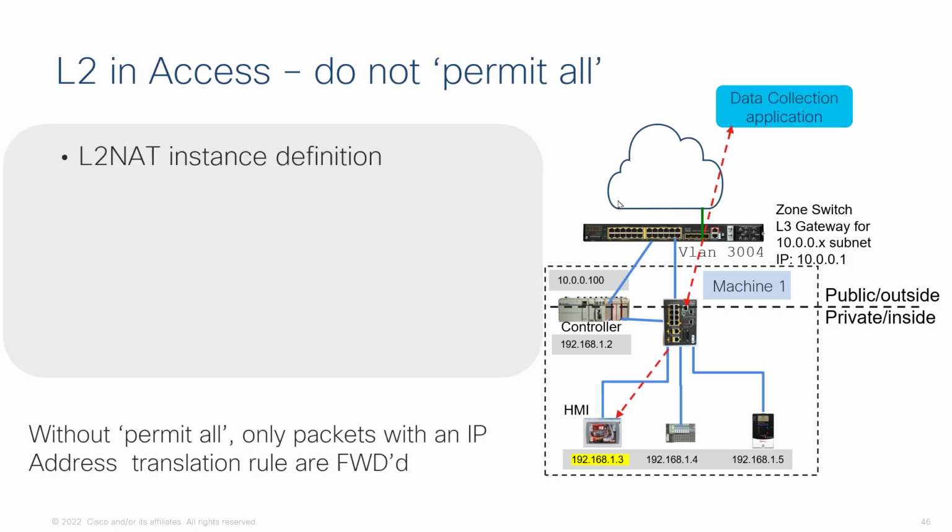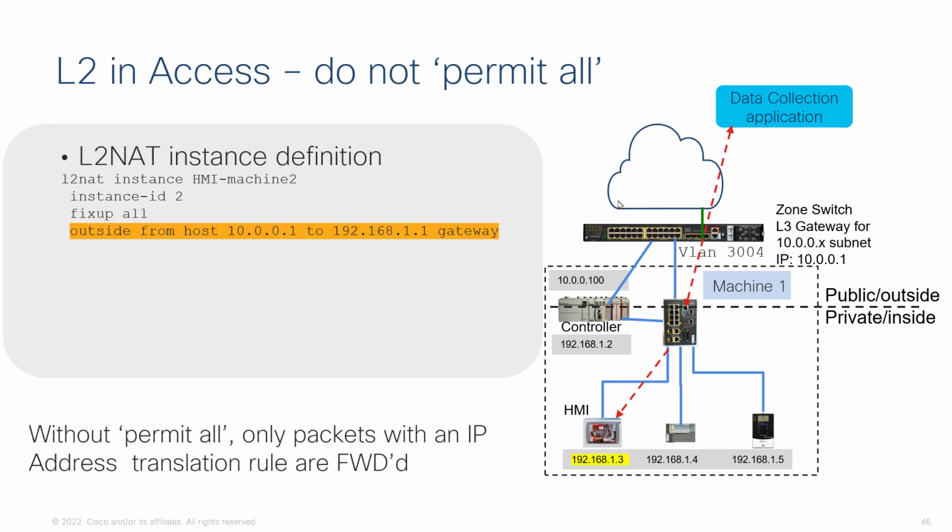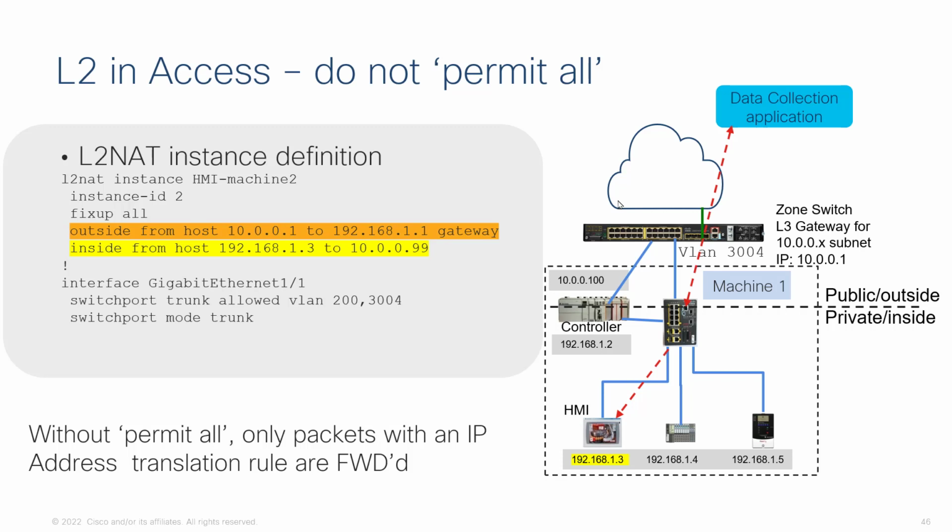So let's take a look at our instance definition. Looking at the layer 2 NAT instance definition, we see that now we have an inside and outside for the gateway, which we have to go back to doing. We're now making layer 2 forwarding decisions, and the gateway is the zone switch. And we are going to put the layer 2 NAT definition on gigabit 1/1, and on 3004 it's a tagged VLAN. We have to apply the layer 2 NAT instance to 3004. The big difference here is that there's no permit all in the layer 2 NAT instance definition.